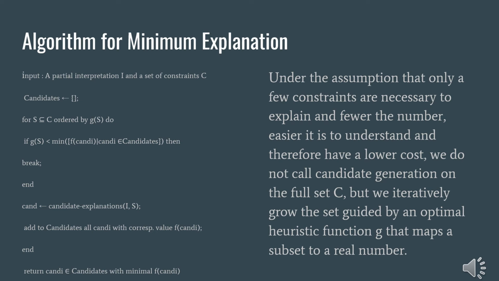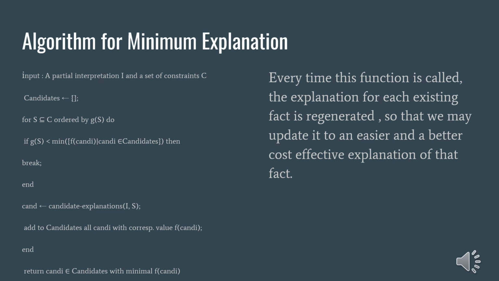So what we do is we iteratively grow the set of clues, which this growth is guided by an optimal heuristic function g, which is an underestimate of the actual cost f for this explanation. This is because we are assuming that a few constraints will be sufficient to explain a particular step in solving the CSP. Moreover, if the number of constraints is less, it is also easier to understand and therefore they have a lower cost. It is to be noted that each time this function is called, the explanation for every existing fact is regenerated, because there might be a possibility that we are obtaining better, more cost-effective explanations of that particular fact.